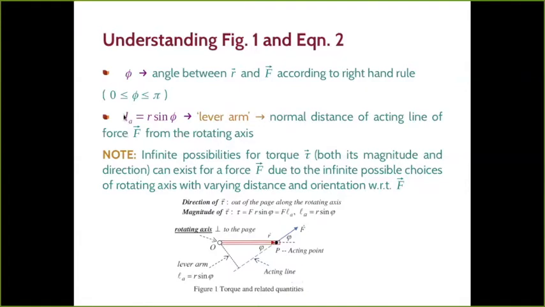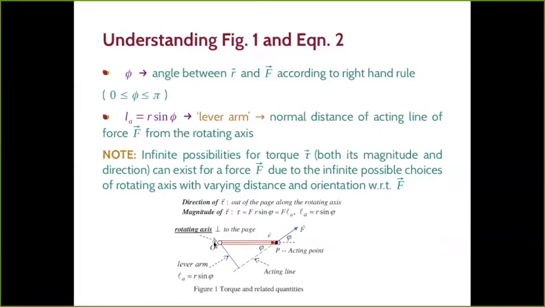Another concept that we look at is the lever arm, which is the perpendicular distance from the axis of rotation to the line of action of your force, which is this line over here. This is a 90 degree angle. So this lever arm is a concept that we will be using in our actual experimental process for this experiment 7.